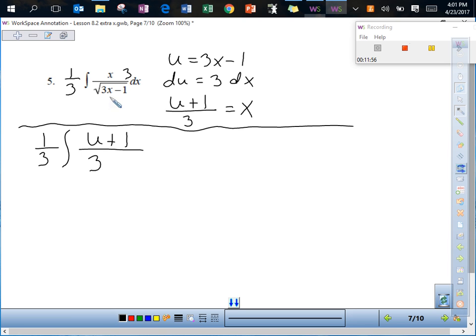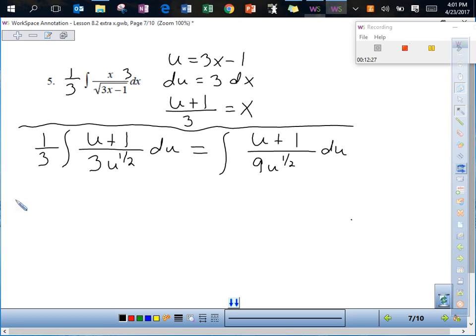Let's take care of that square root of 3x minus 1, so I've got u to the 1/2. That 3 dx becomes du. Now, before I work with this, I'm going to go ahead and distribute that 1/3 inside. So I'm going to think of this as the antiderivative of u plus 1 over 9u to the 1/2 du. We don't have to move that in right away, but you're going to have to distribute it later. So I'm just getting that out of the way.